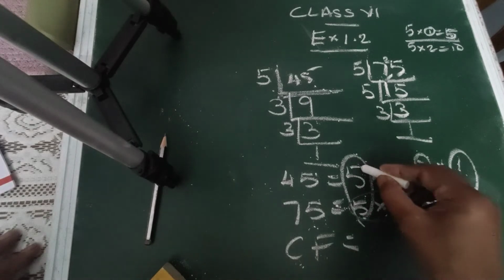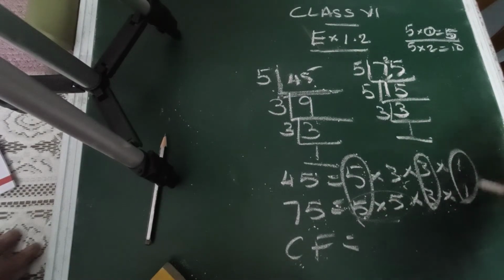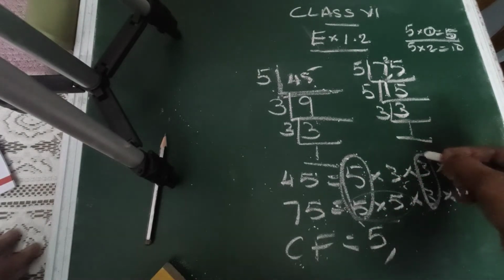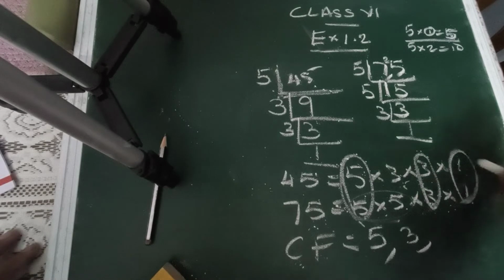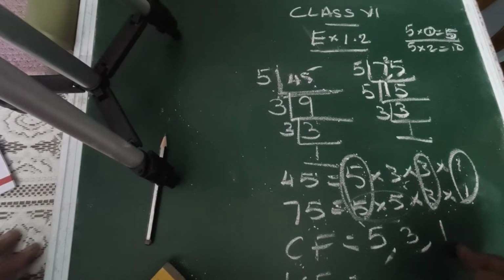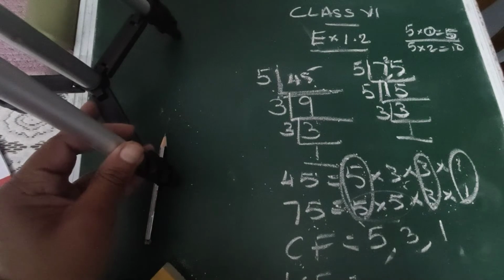Okay. So 5 and 5, 3 and 3, 1 and 1. For these two 5s, write one 5. For these two 3s, write one 3, and for these two 1s, write 1. Now, these are the common factors. Now, what is HCF? You multiply all the common factors. That is the HCF.